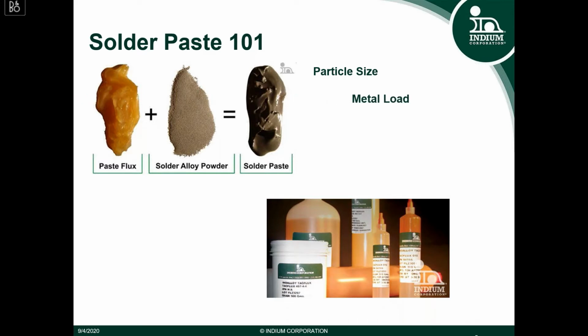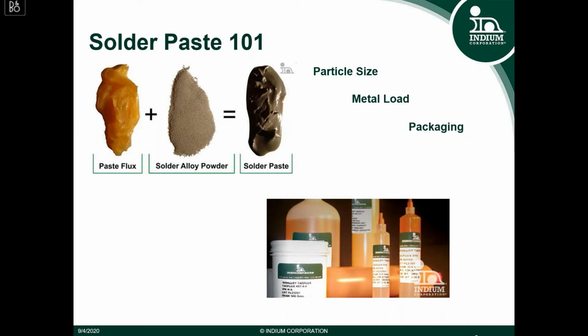You also have the metal load. How much alloy powder to flux ratio do you have? Typically, this is between 88% to 90% metal load because metal is more dense than flux. This value is given in terms of weight percent.